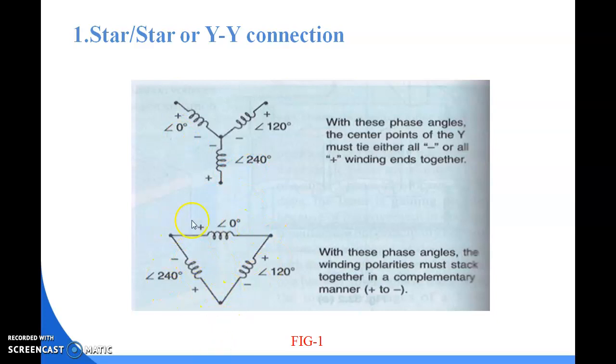Again, here is the delta connection. With these phase angles, the winding polarity must stack together in a complete manner, that is positive to negative. Here we can see from positive to negative, and this is delta connected. We can also see the phase angles here, likely as the star connection.